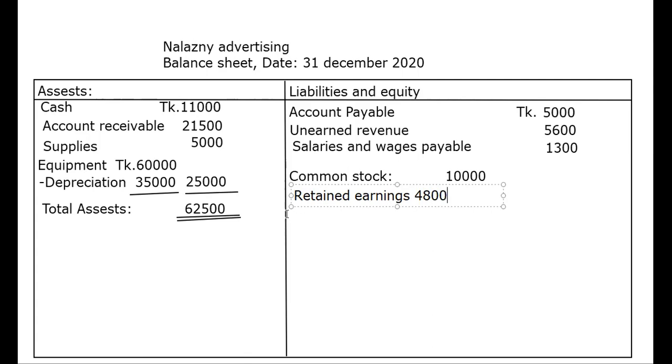4,800 plus. We had net income that should also be included. In our last classes, we found that our net income was 35,800. That should be included. So our net income, 35,800.